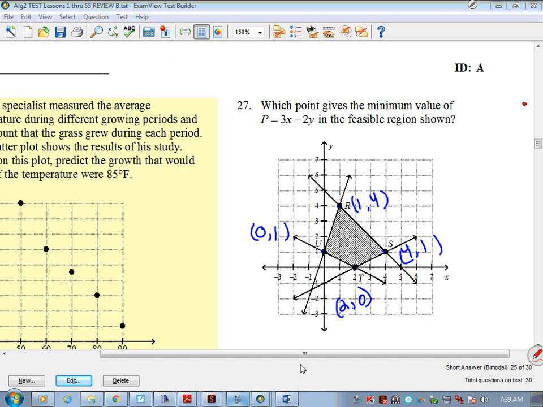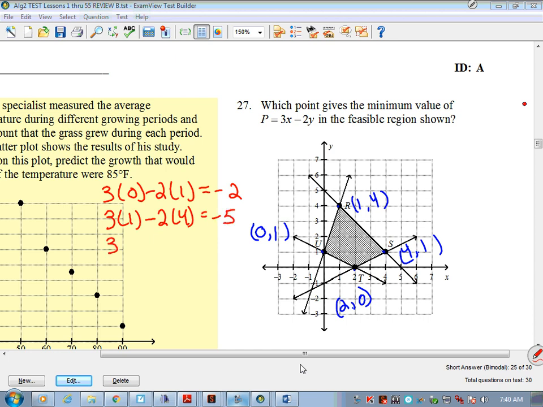So let's start with u and work our way around. It would be 3 times 0 minus 2 times 1. Well, 3 times 0 is 0. Negative 2 times 1 is negative 2. Remember, we're looking for the smallest. Then we get 3 times 1 minus 2 times 4. So that's 3 minus 8, which is going to be negative 5.